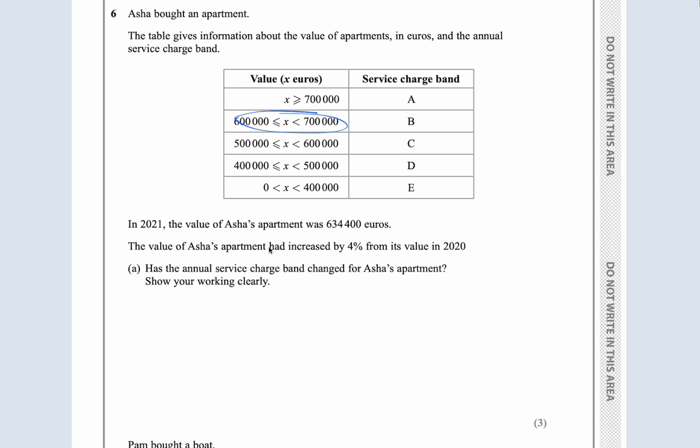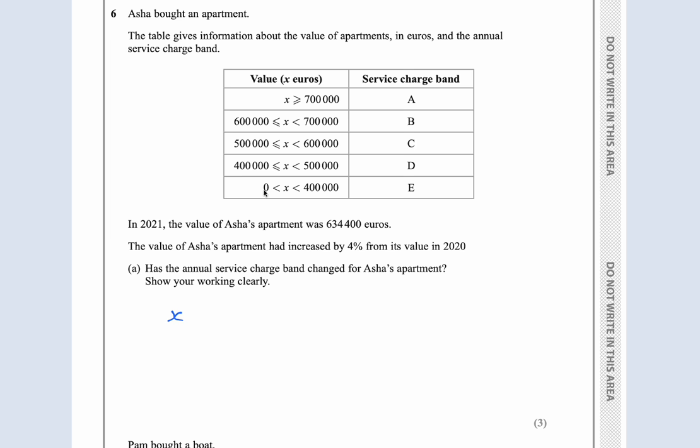The value of her apartment had increased by 4% from its value in 2020. Has the annual service charge band changed? Show your working clearly. Okay, so we actually don't know if it has changed, but let's find out. The way we find out is we ask, what was it worth in 2020? We don't know, so let's call it X.